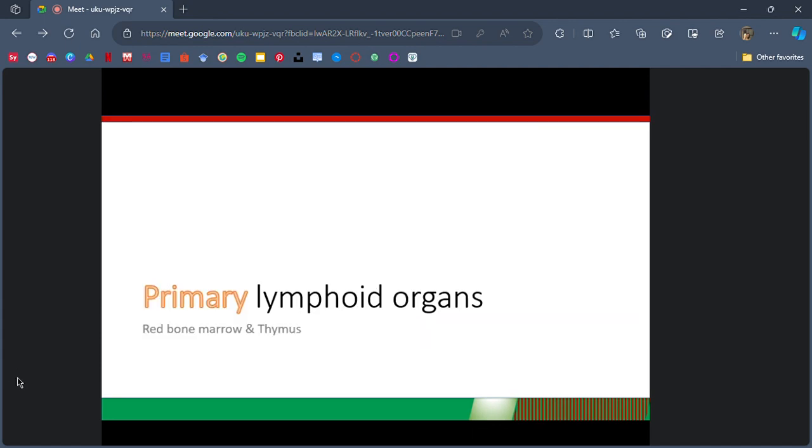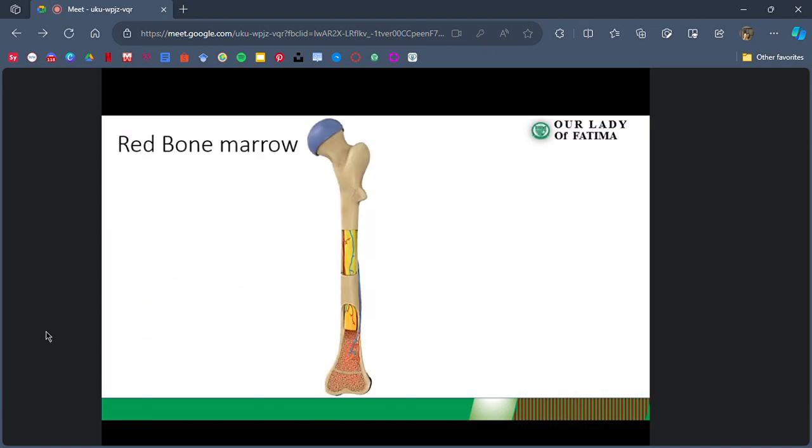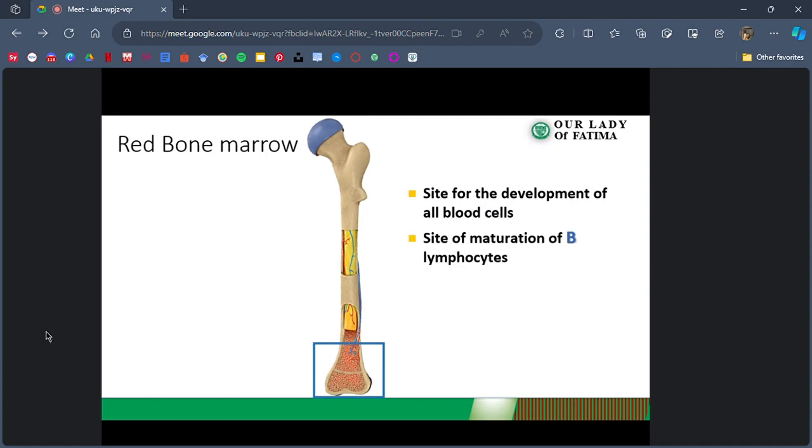Let's discuss the primary lymphoid organs in more detail. The red bone marrow is located in the medullary cavity of the long bones of children and the flat bones and epiphysis of adults. Though they serve as the main site of white blood cell production, they also serve as the site for the maturation and development of immunocompetence of a subset of lymphocytes known as the B lymphocytes. The B is for the bone marrow.